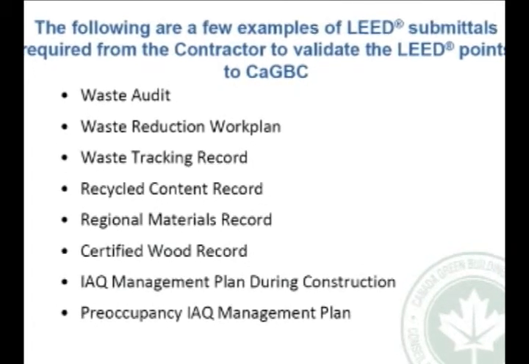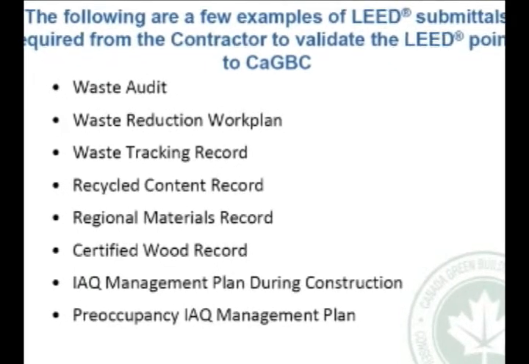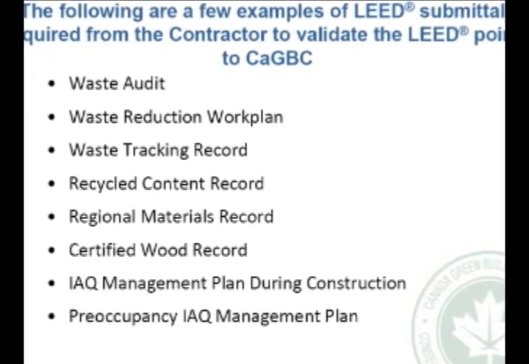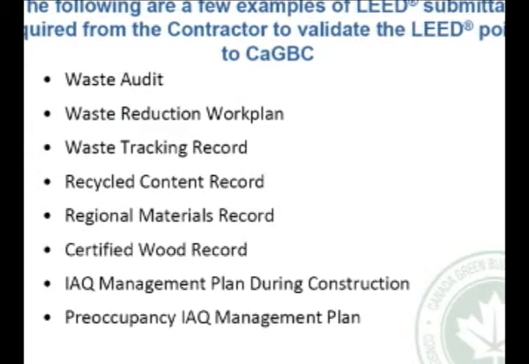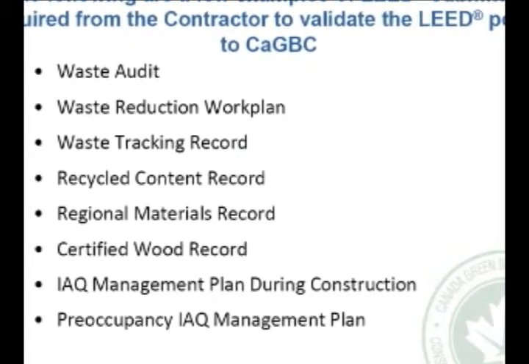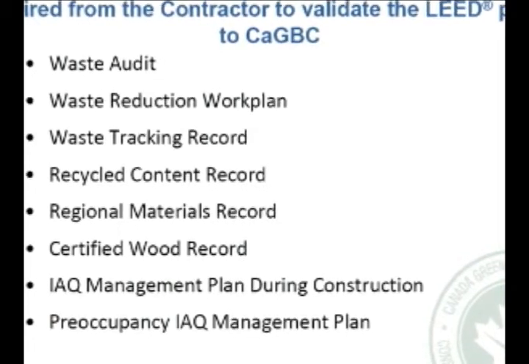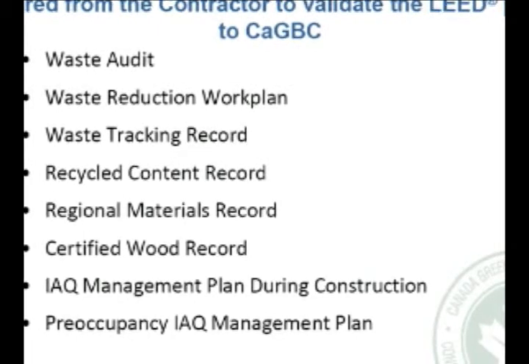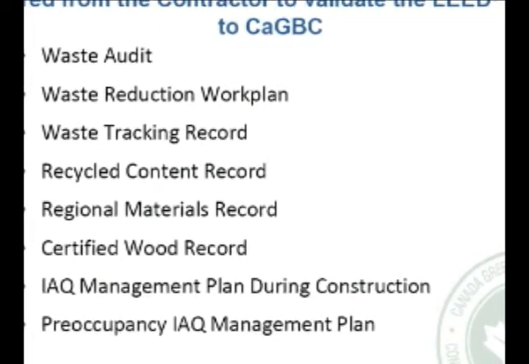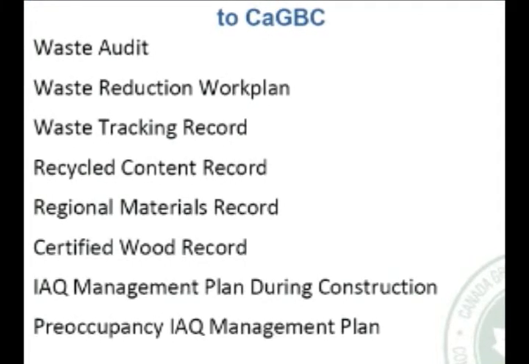Here's a few examples of the type of submittals that are going to be required. Waste audits, waste reduction. I'm going to go fast because I've got a lot of material in a short period of time. Waste tracking record, recycling content record, and a lot of these are monthly. You have to submit these every single month. Regional materials record, certified wood record, indoor air quality management plan during construction as well as pre-occupancy. Once it's done, you need to do another indoor air quality management plan.